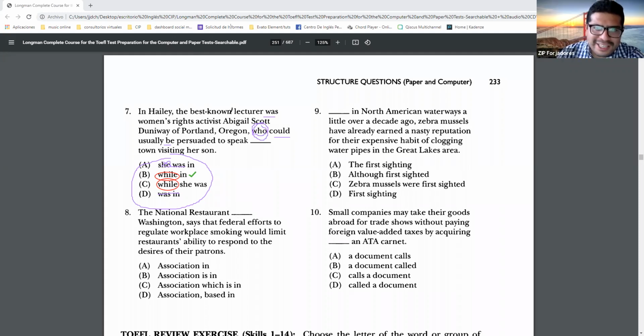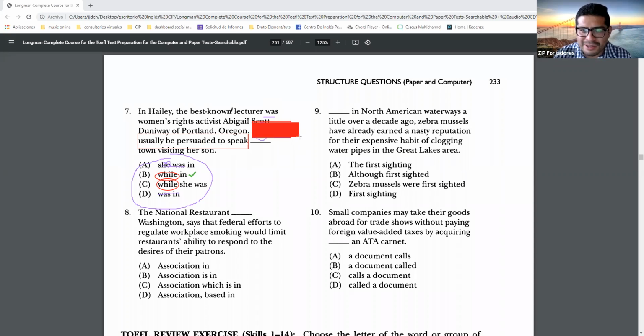Okay, so let's remember, after subjects and verbs, try to find connectors and the clauses. For example, you said "who" is the connector, and from "who" to where is going to finish the clause? "Who could usually be persuaded to speak." This is the clause and it ends there. Then you have connector, subject, verb. That's right, so you don't need this one. Imagine that this doesn't exist, because it's correct.